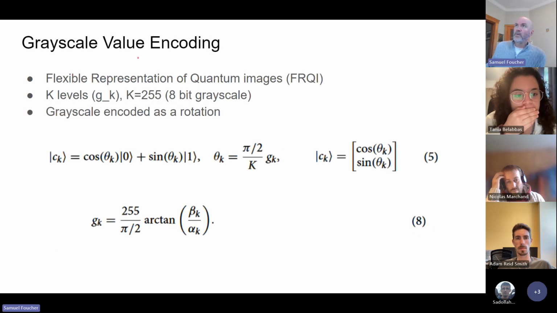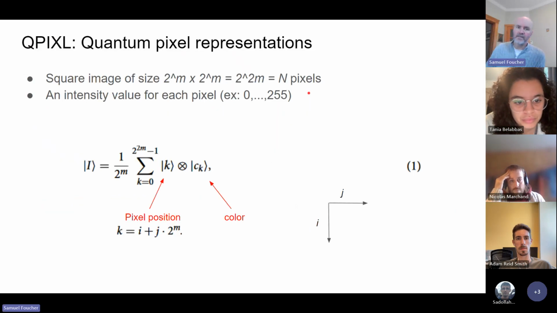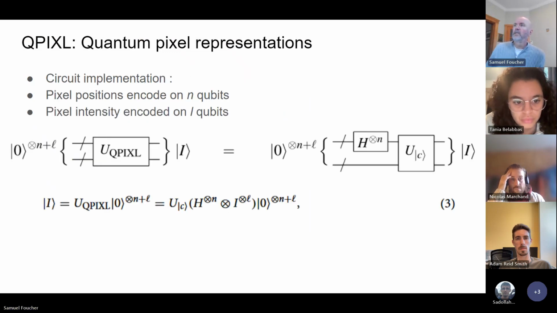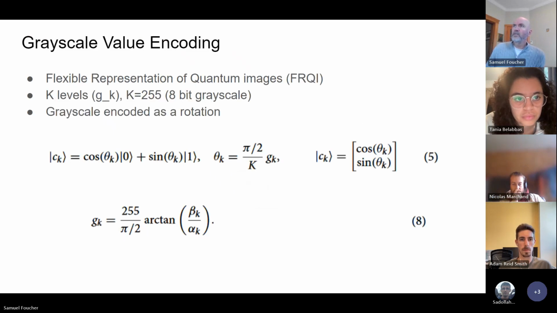So what about the grayscale value encoding? The equation I just showed before in the paper is called the flexible representation of quantum images, FRQI. This is really the equation I've shown, this one. They call it FRQI in the paper. The encoding of the value will be a simple rotation of the qubits.